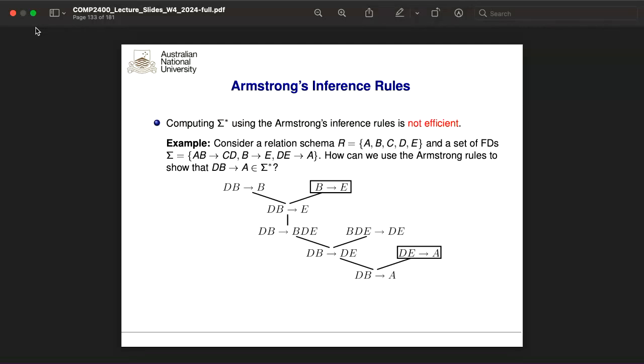Then we can use the augmentation rule. If we add DB to both sides, we get DB determines DBE, right? Then we want to get rid of DBE. So we say, okay, DBE determines DE by the reflexive rule. Then we get DB determines DE. Then we use DE determines A. That's a given functional dependency. Finally, we get the conclusion DB determines A.